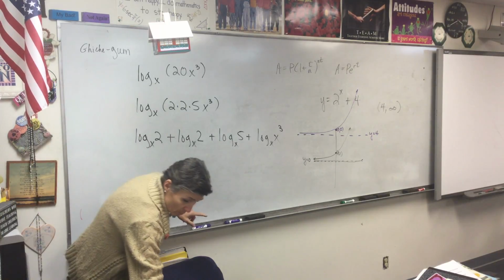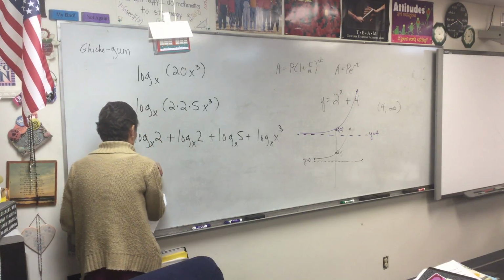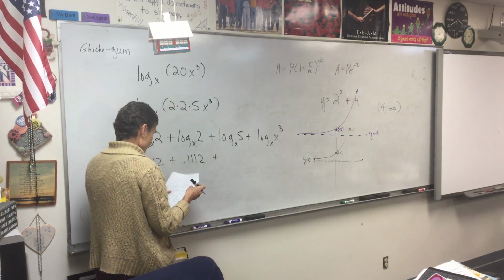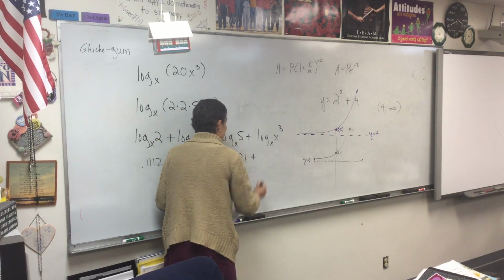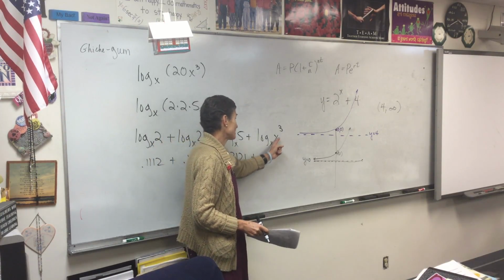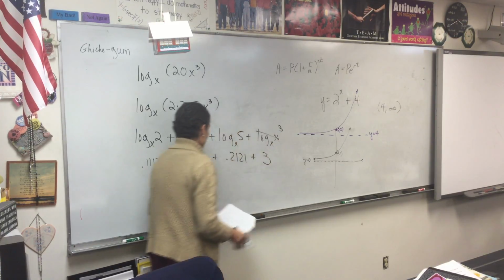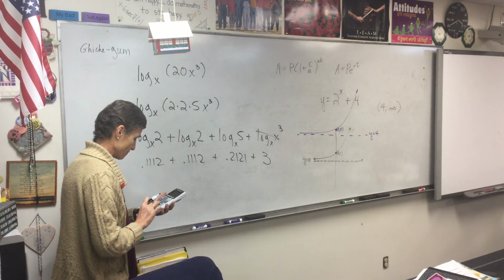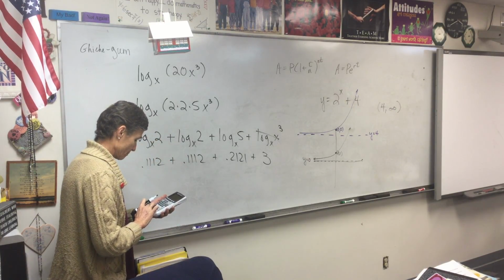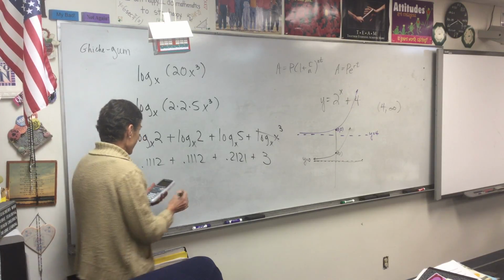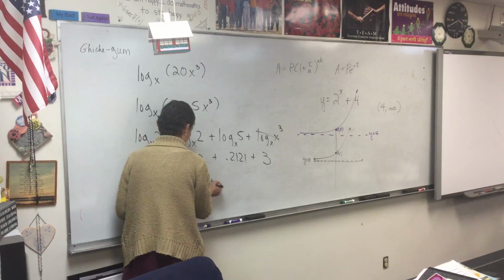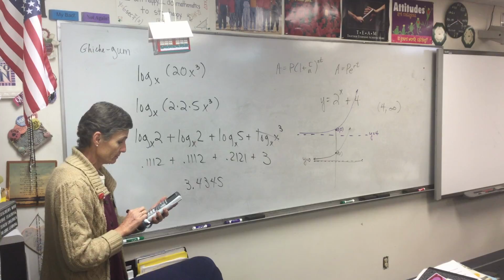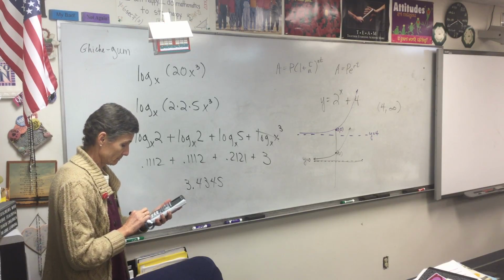Now, that was given to me. This number is 0.1112, and so is this one, and that one is 0.2121. And what's the log base x of x cubed? 3. So the answer is just whatever all that arithmetic is. I got 3.4345. Hopefully I had it right since I did it on my calculator. Is that right?